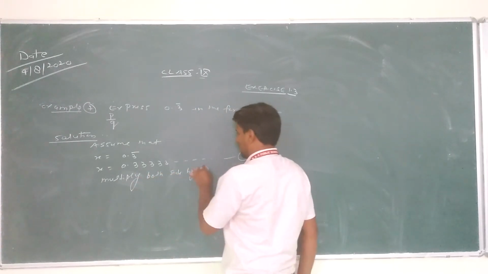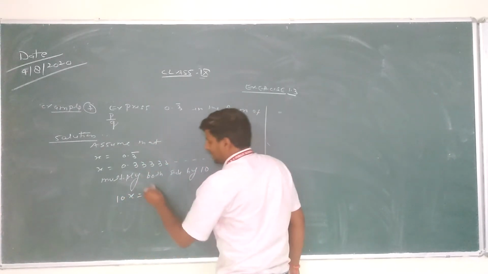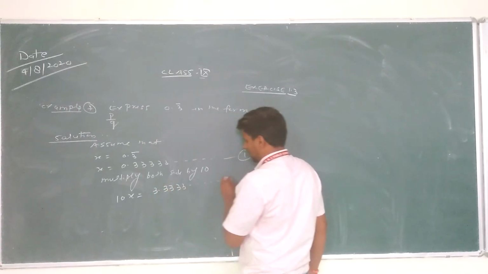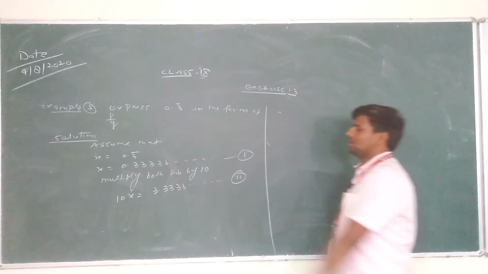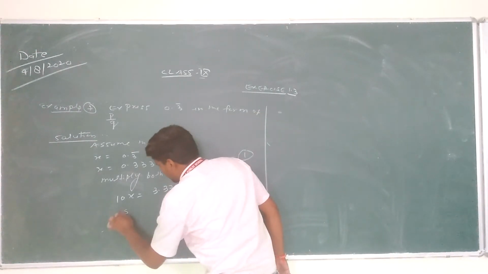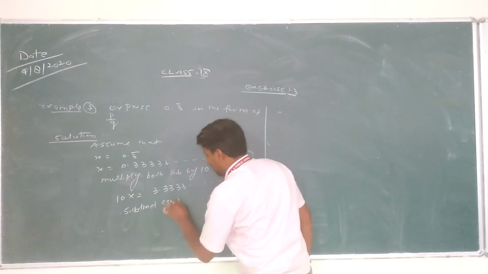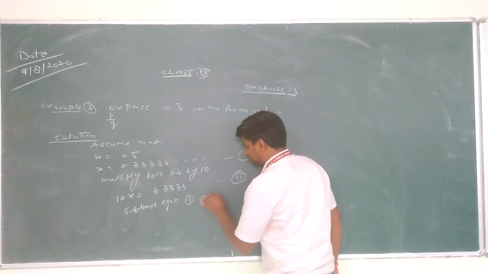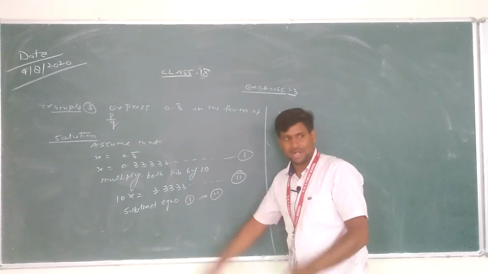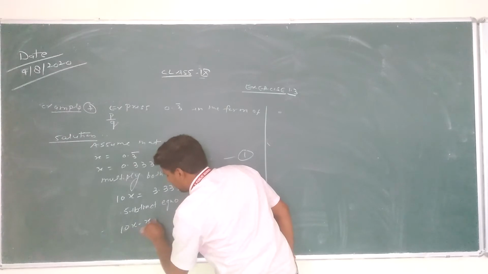by 10. So we can write 10x equals 3.333 and so on, which is equation number 2. Okay, then we subtract equation number 1 from equation number 2. The left side is subtracted, and the right side is 10x minus x.